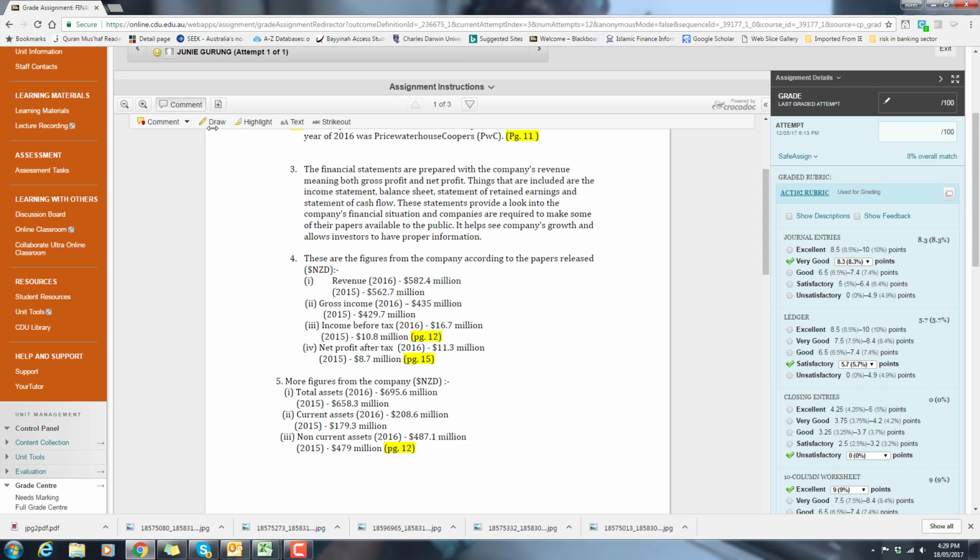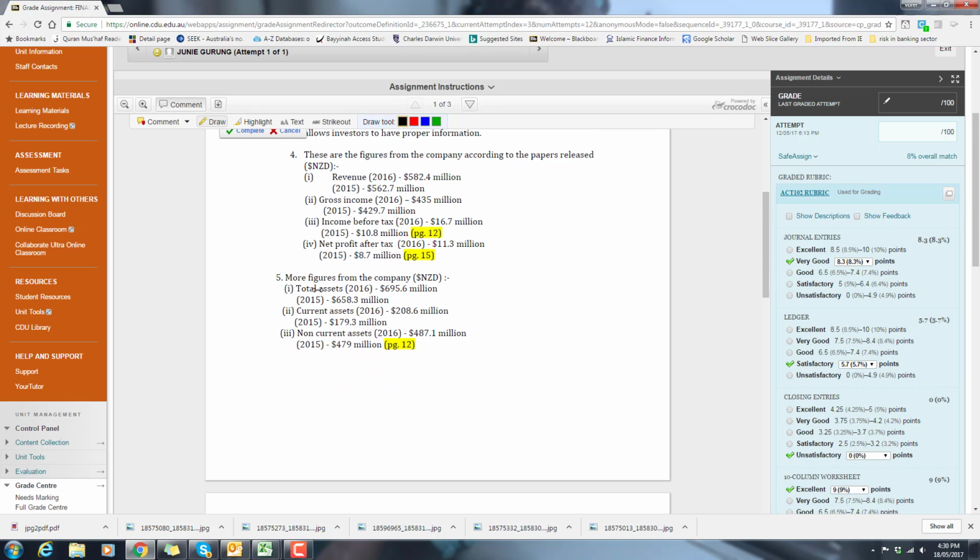Actually, no. This question should highlight the basis of operation. That means the rules that they follow, whether it is IFRS or AASB. These kinds of things that we are covering in this question. So this question is not good. Revenue is this amount, revenue 562, very good. Gross income, income before tax, and net income after tax are also given, very good, all good.